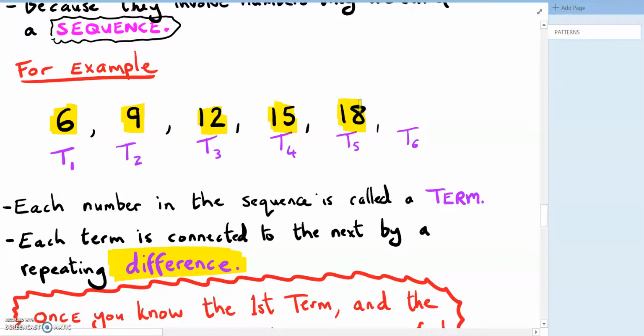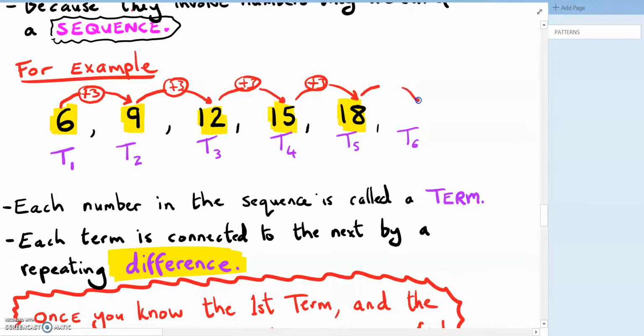We need to work out what the difference is. What's happening each time to these numbers? What does it take to go from 3 to 6, and from 6 to 9, and from 9 to 12, and from 12 to 15, and from 15 to 18? Yep, we're adding on 3 each time. Adding on 3, adding on 3, adding on 3.